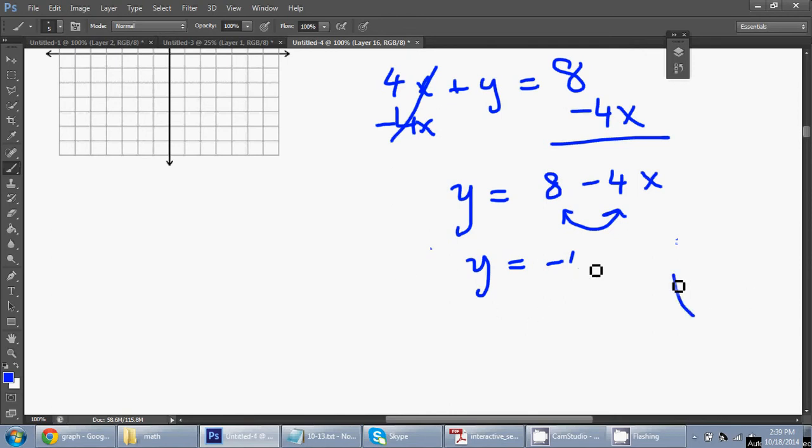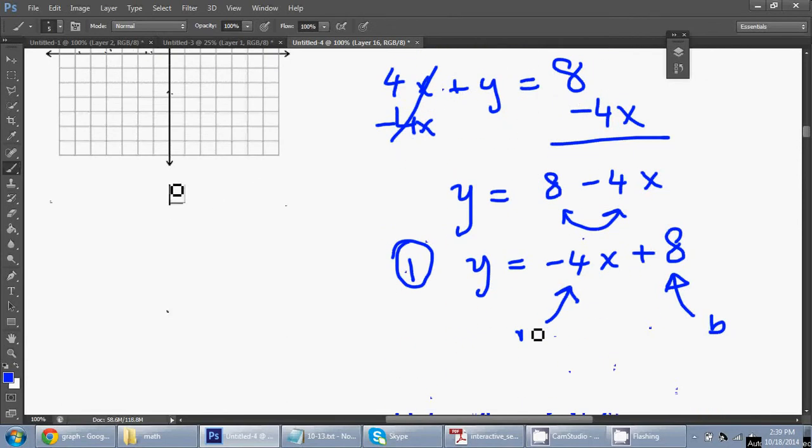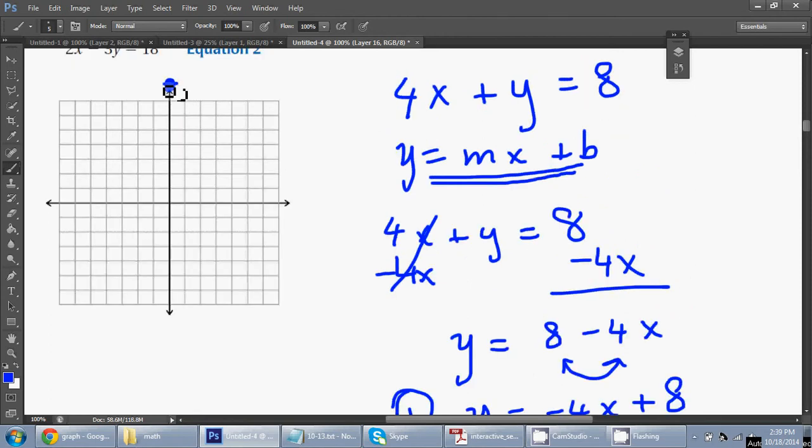Because I know b is equal to 8, that's the b. I know m is equal to negative 4, that's the slope. So let's come up to the graph here and do b equals 8. So that's 1, 2, 3, 4, 5, 6, 7, 8. It's actually up here. I'm going to graph it right here. That's the point (0, 8).